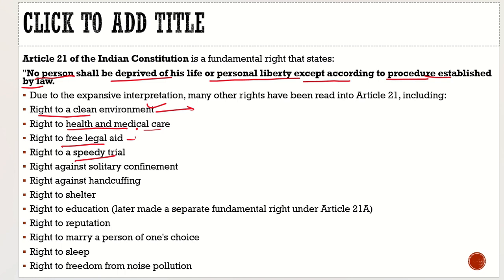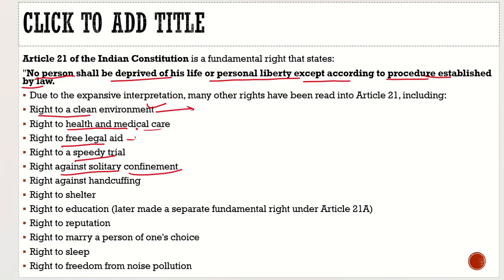Similarly, the right to a speedy trial, and similarly, protection against solitary confinement. You don't want to be in jail and be in solitary confinement. Even if you have done something wrong, you still want to socialize in the jail. So this is your right. You can't be put into solitary confinement.